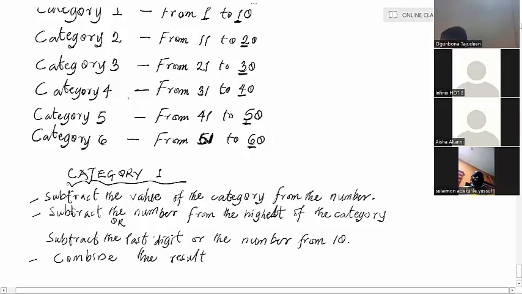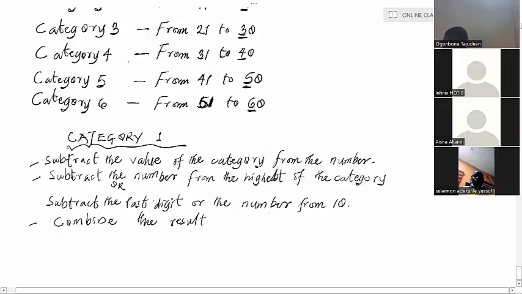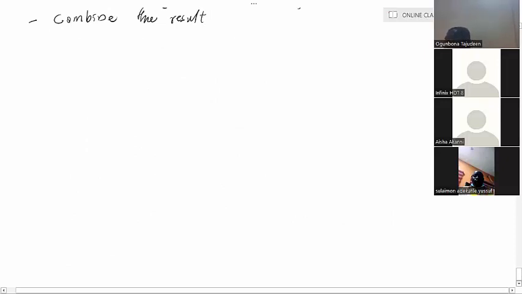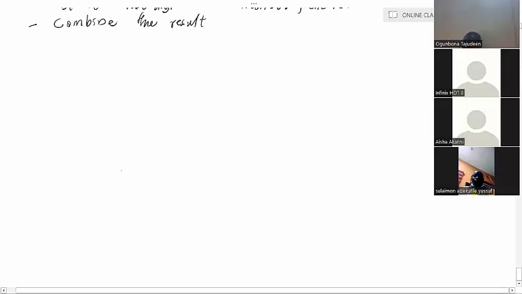For instance, let me explain with an example. We have agreed that category 1 is from 1 to 10. Let's say I want to multiply 2 times 9. We take the number down. 2 is in category 1. You say 2 minus 1, and that gives you 1.